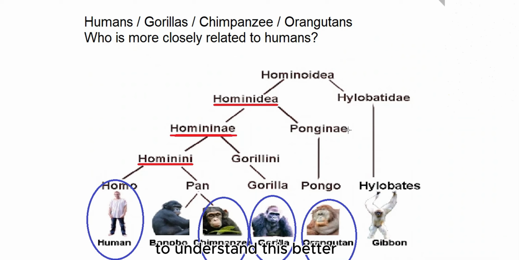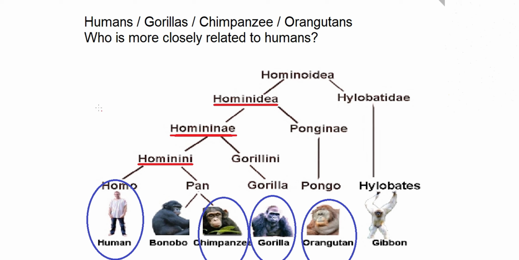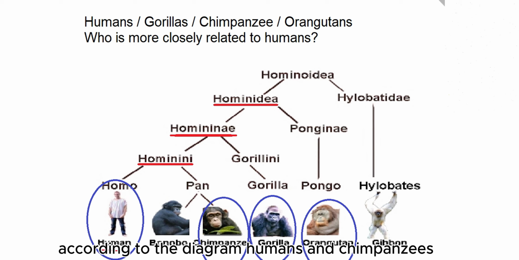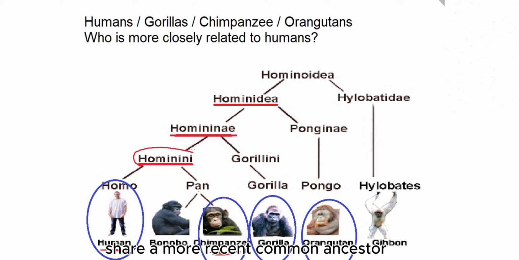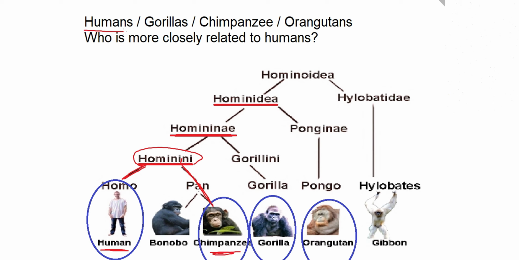To understand this better, let's think about humans and our relatives. For this question, let's only consider humans, gorillas, chimpanzees, and orangutans. Pay attention to this diagram. According to the diagram, humans and chimpanzees share a more recent common ancestor. So, our DNA is very similar. Humans and chimpanzees have a very similar DNA sequence.